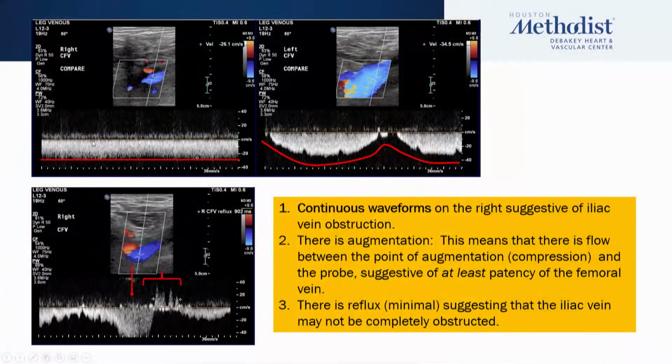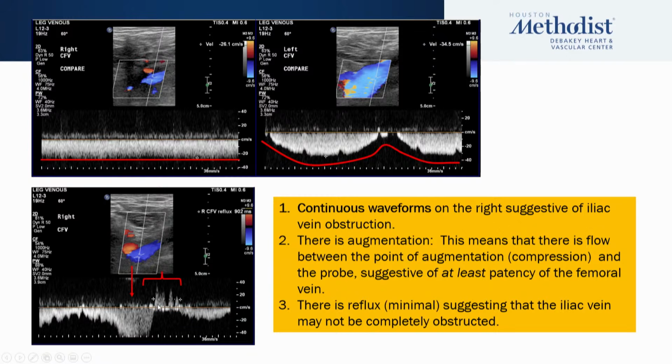So here there's continuous flow in the femoral vein on the right side compared to the left side. Notice how it's phasic. So we know that at least there's a venous outflow stenosis in that iliac system. What happens? We keep the probe in the femoral, we compress in the calf, we get augmentation of flow, but then we get a little bit over the baseline and back down.